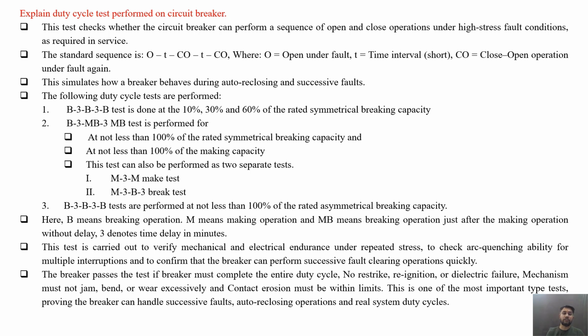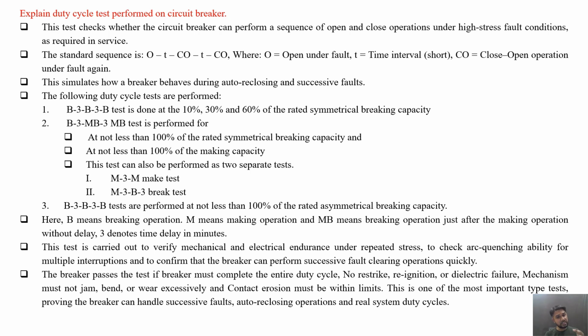Now the second test is performed as B-3-MB-3-MB. Test is performed first at not less than 100% of the rated symmetrical breaking capacity, and secondly at not less than 100% of the making capacity of the breaker. This test can also be performed as two separate tests. First is M-3-B, that is making test, and second is M-3-B-3 breaking test. Also B-3-B-3, that is breaking, 3 minutes, breaking, 3 minutes, breaking tests are performed at not less than 100% of the rated symmetrical breaking capacity.